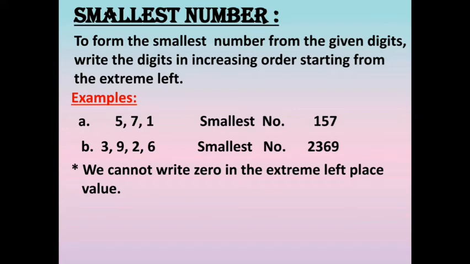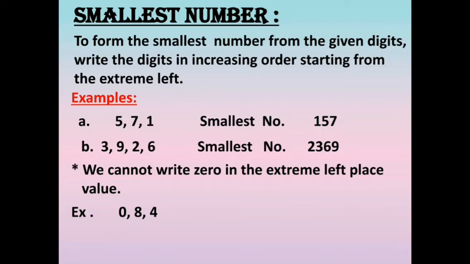But in this we will have one important point to be noted, that is we cannot write 0 in the extreme left place value. That means if 0 is given in an example, that is 0, 8 and 4, you should not write 0 in hundreds place because 0 is the smallest digit. So you have to see the next number.